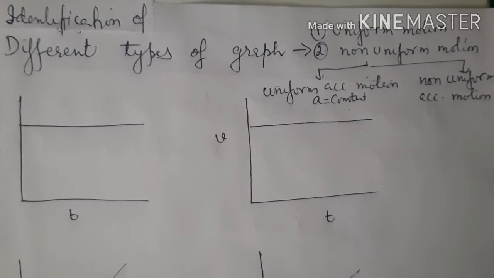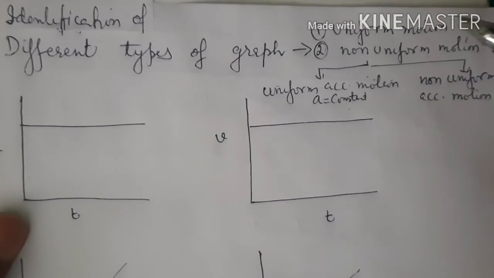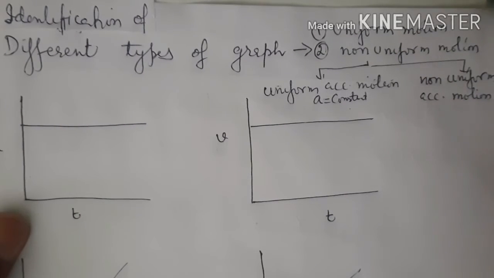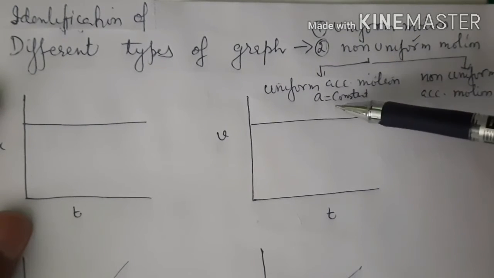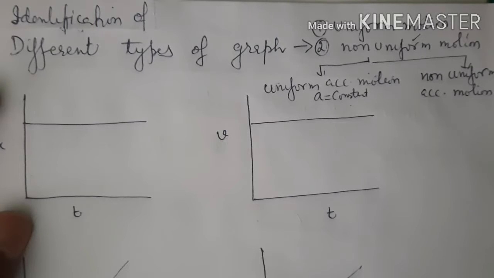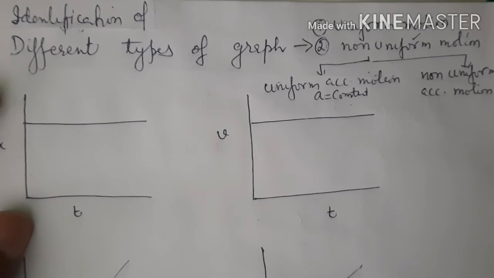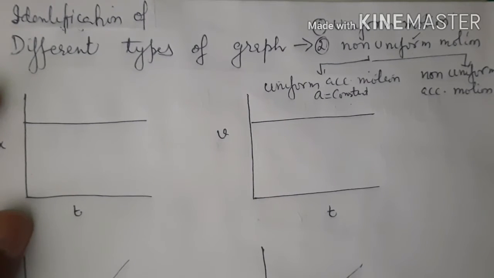First, let us discuss how many types of motions there are. We know that motions are basically of two types: uniform motion and non-uniform motion. Non-uniform motion can further be divided into two parts: one in which acceleration is constant, called uniformly accelerated motion, and the other in which the acceleration is not constant, called non-uniformly accelerated motion. Now let us identify the different graphs one by one.